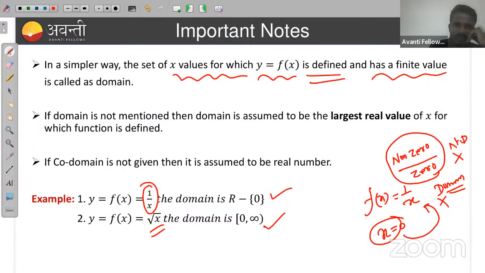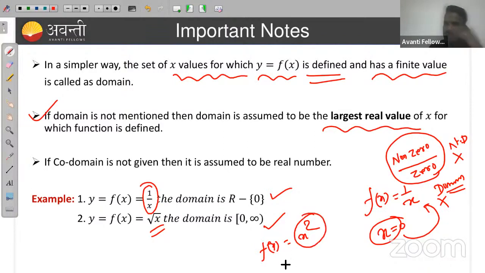Sometimes if the domain is not mentioned, the domain is assumed to be the largest real set of x for which the function is defined. Let's say a function f of x is equal to x squared. You can see that the square of any number is defined, right? For any real number, the square can easily be found, right?